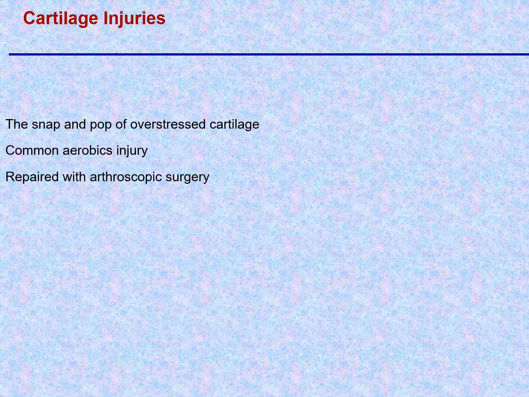Cartilage injury, as opposed to sprain, is a common type of injury in aerobic exercise. It can be repaired with arthroscopic surgery. Arthroscopic surgery involves putting a scope into a joint. And the scope is attached to, what would be the right word?